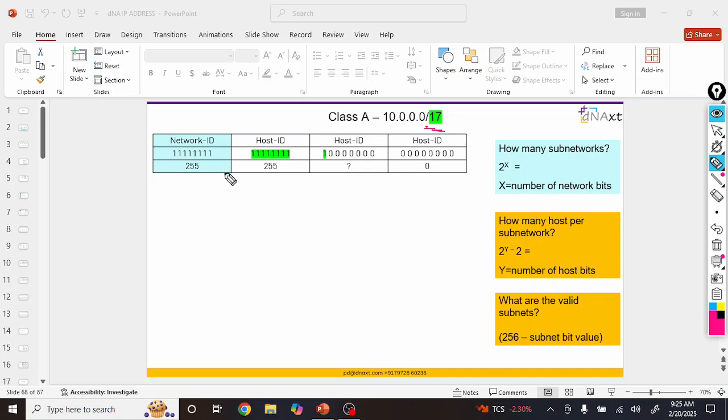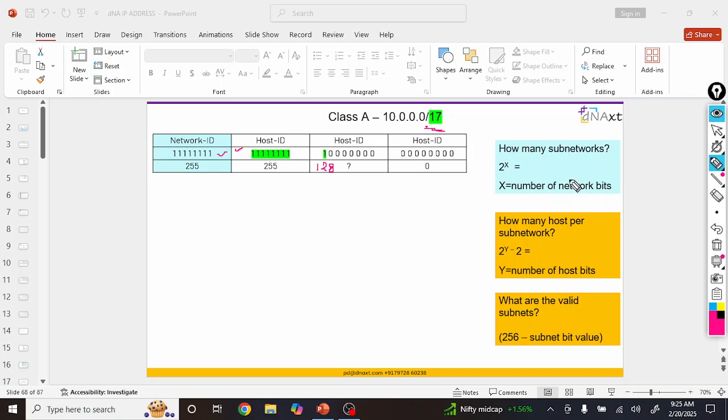So the subnet mask will become 255.255.128, as only one bit in the third octet is on and the fourth octet will be 0, which is a purely host octet. All the bits in this octet are host bits. All the bits in these two octets are network bits, and in the third octet there is one network bit and the remaining seven are host bits. So the subnet mask will be 255.255.128.0.